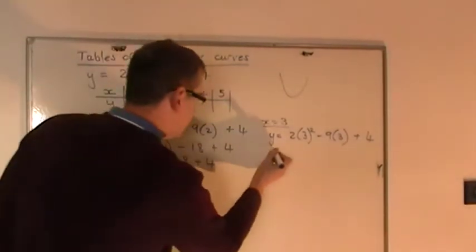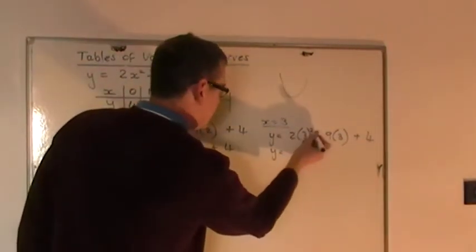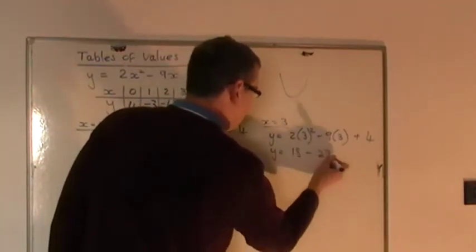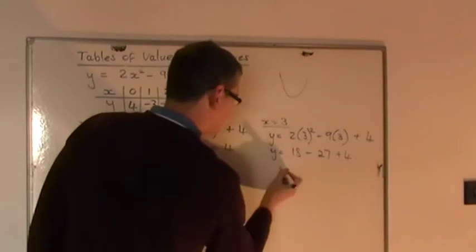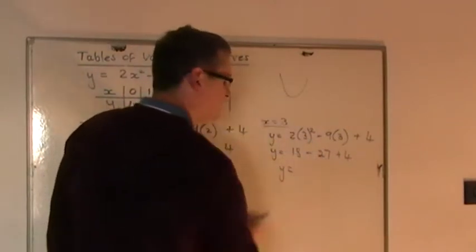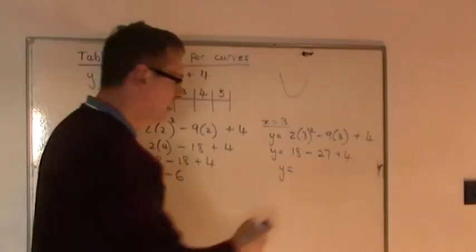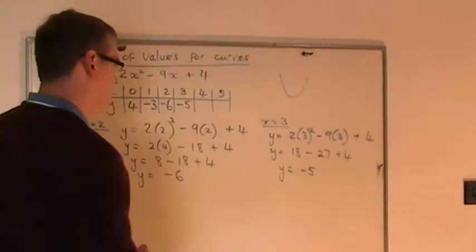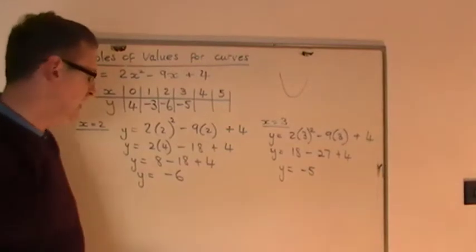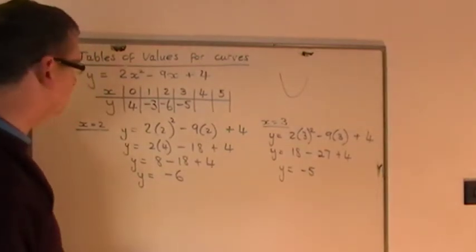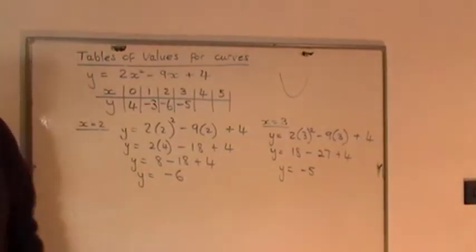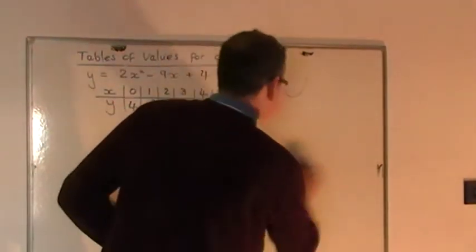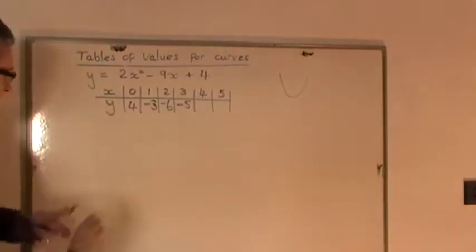Let's work through it then. So y equals 3 squared is 9, double it, 18. Minus 9 3's are 27, plus 4. So y turns out to be 18 take 27 is minus 9. Add 4, you get minus 5. So minus 5 is what you need to be plotting when you come to do the graph. Let's make some space. Get rid of that and that. I'll do the next two.